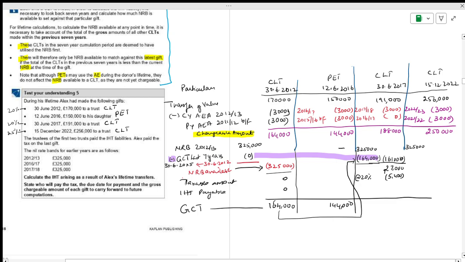Is that 5,400? IHT payable is how much? This is the taxable amount, and this is the IHT payable. How much? 5,400. Okay. Make it a point, write the date. Date will be how much? 30 April. 30 April, which year? 2018. Okay, 2018.